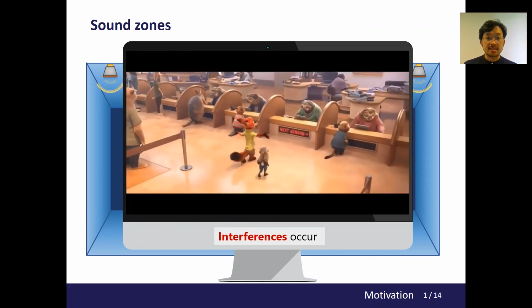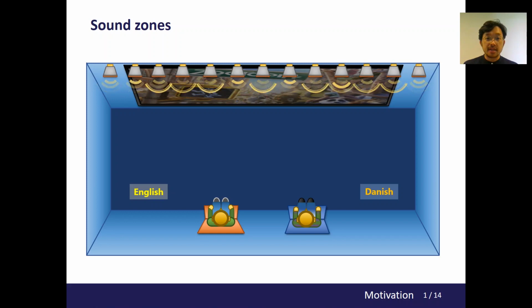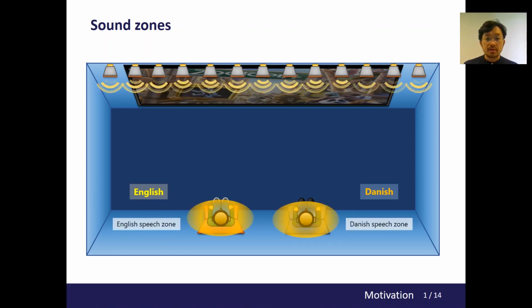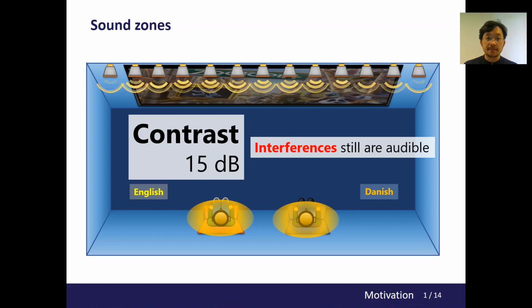Two languages are mixed up, so this is not what you expect. In sound zone control, what we are trying to do is using many loudspeakers to create different listening areas for different audio contents. So in this example, we try to create a zone for English speech and also a zone for Danish speech at the same time. It has been reported that the contrast between these two listening areas is about 15 dB, which means that the interferences are still audible.